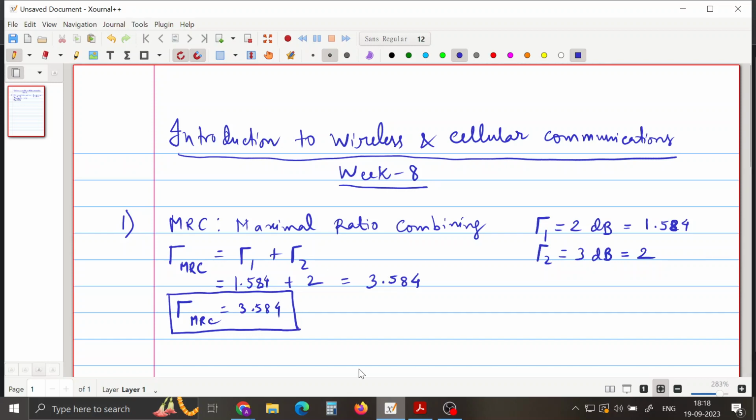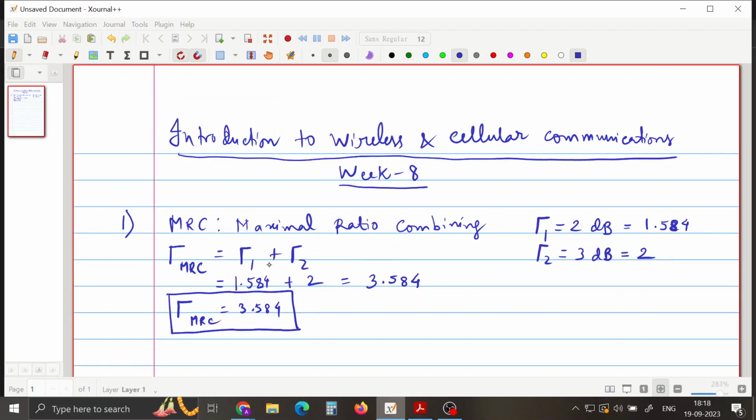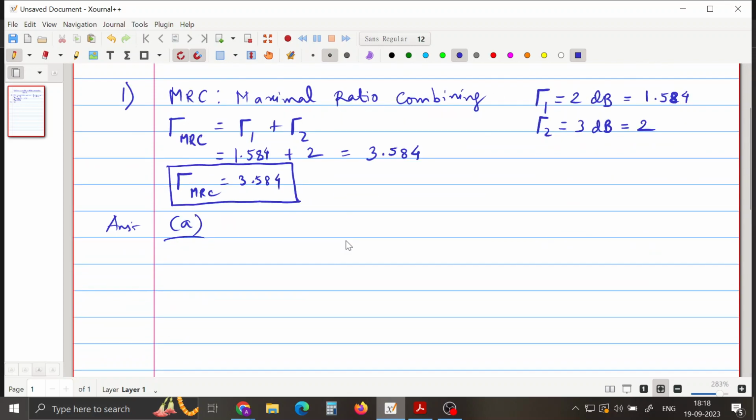And if you check the options, it is option A. 3.584. So this is option A. Okay, very simple. Now we'll go to question number 2.